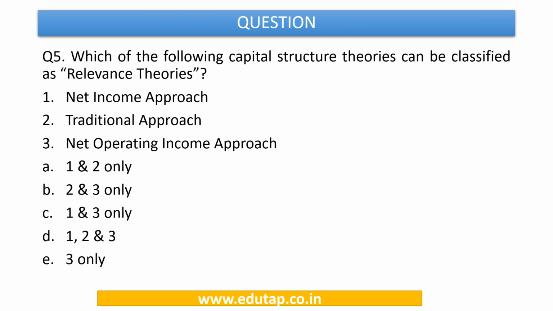Now let us move towards the next question. Which of the following capital structure theories can be classified as relevance theories? This question is based on the classification of capital structure theories, and it is asking which of the following theories are relevance theories. The points which are given are net income approach, traditional approach, net operating income approach. So these are the theories which are given, and the options are 1 and 2 only, 2 and 3 only, 1 and 3 only, 1, 2 and 3, or 3 only.